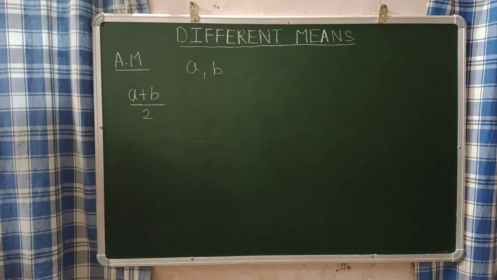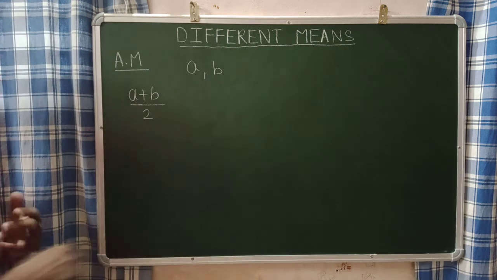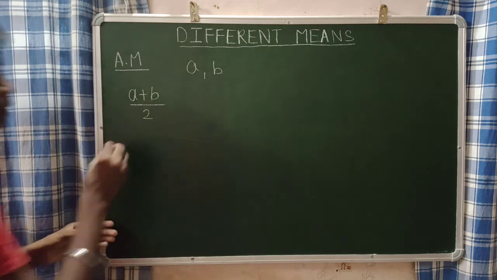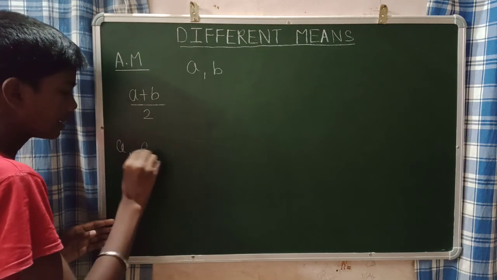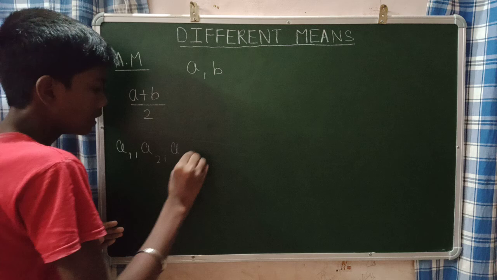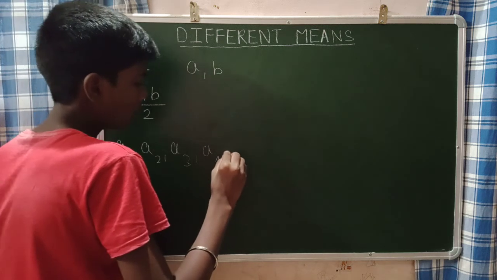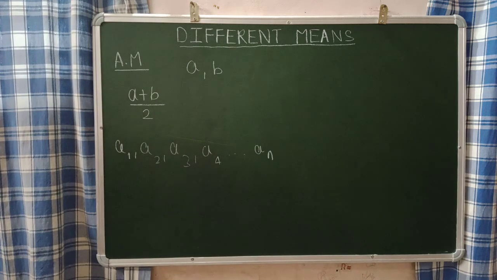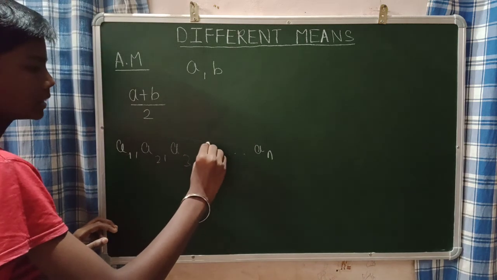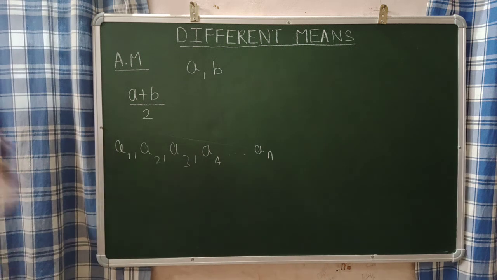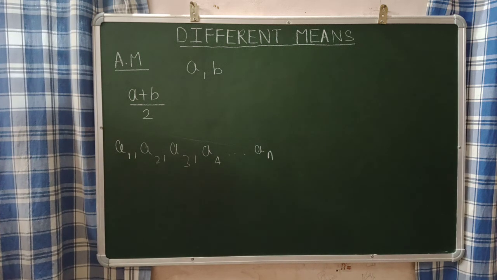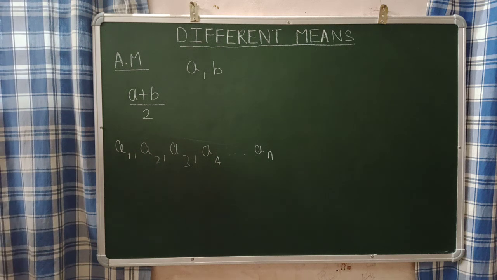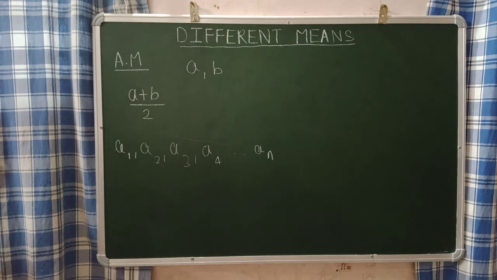Now arithmetic mean of n non-zero numbers. What does it mean by n non-zero numbers? N non-zero numbers is nothing but like your A1, A2, A3, A4, all the way up to AN. These are all called n non-zero numbers. Correct now? This is what we mean by n non-zero numbers. So these are all the elements of n non-zero numbers.